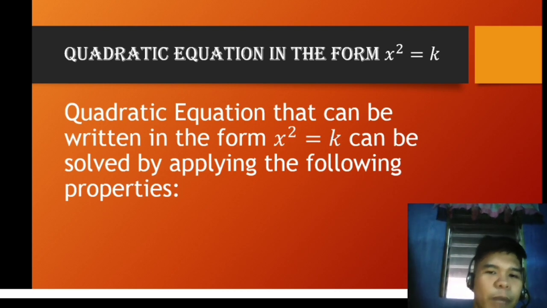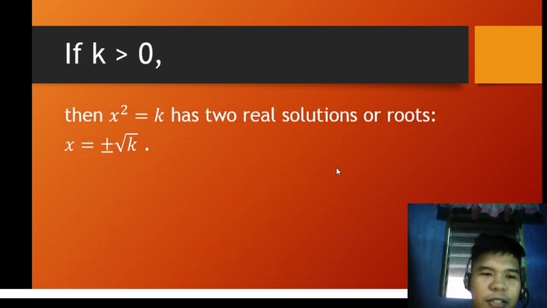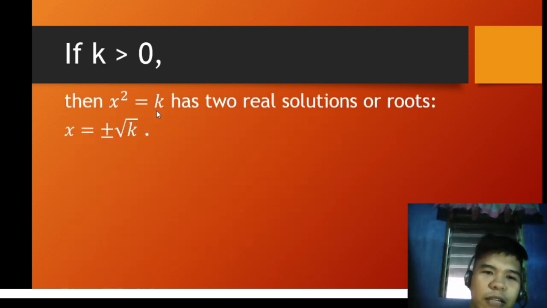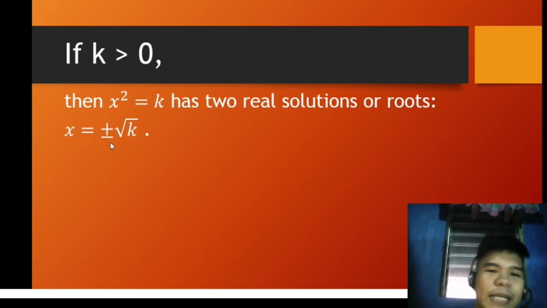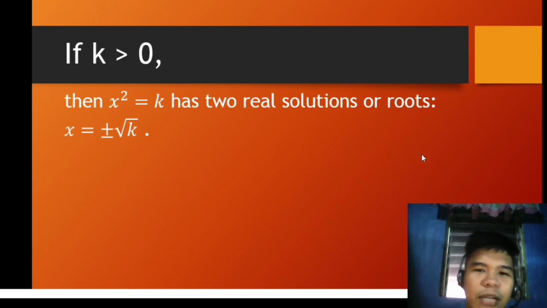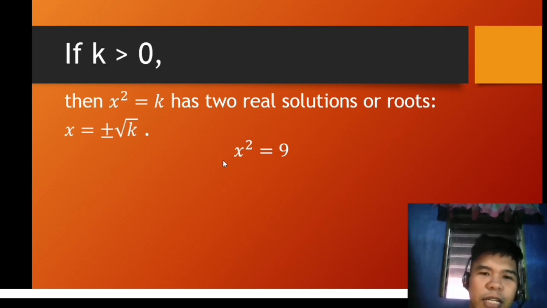The first property is that if k is greater than 0, then x squared equal to k has two real solutions or roots, and that is x equal to positive and negative square root of k. Let us have, for example, x squared equal to 9. As you can see, x squared here is our quadratic term, and positive 9 here is the value of the variable k. Positive 9 is greater than 0.